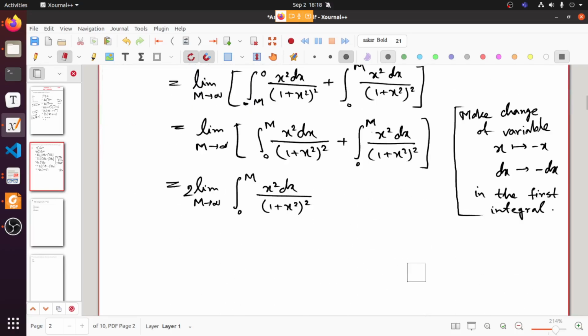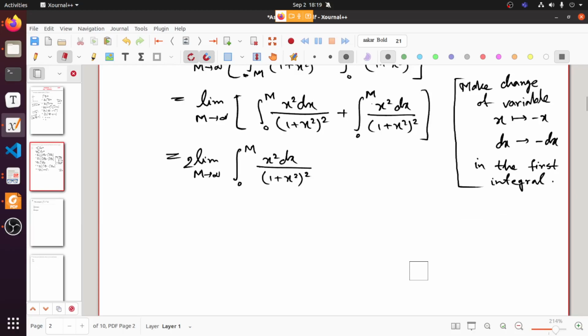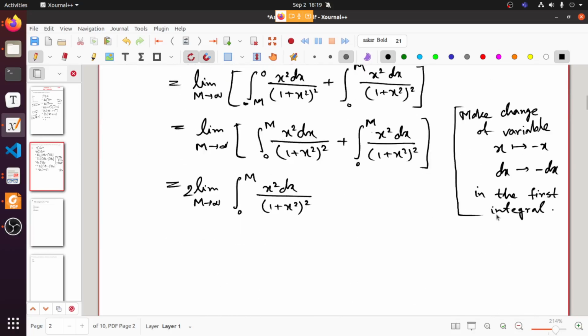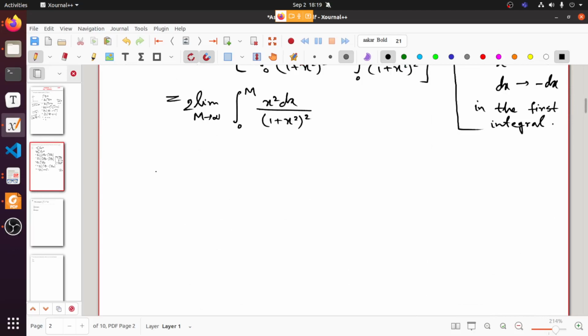What is the second one? So this is the first one. And what is the second integration? 0 to infinity 2x square by 1 plus x square dx, right? So now the second one is integration 0 to infinity 2x square dx by (1 plus x square) whole square. So you have to find the principal value of this. What will then be the principal value?